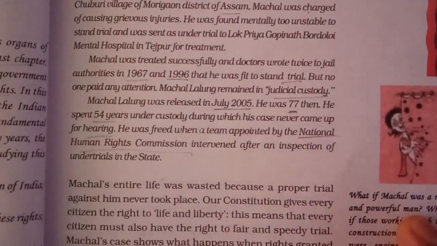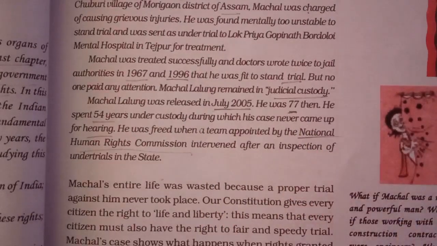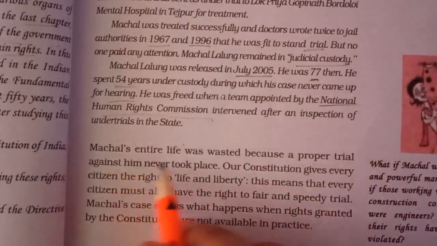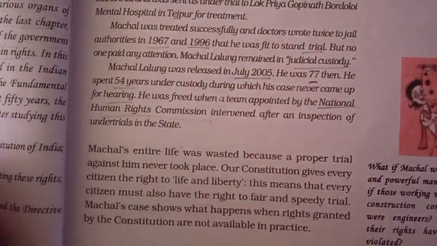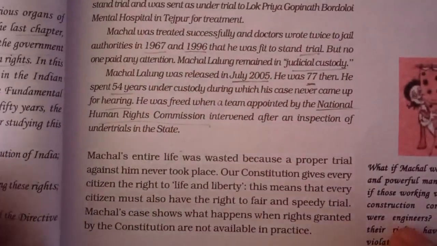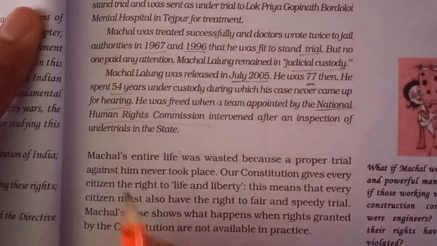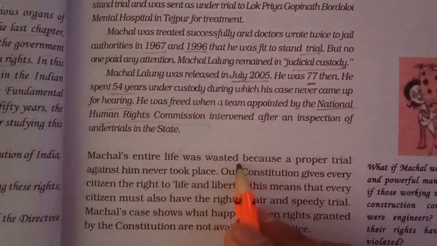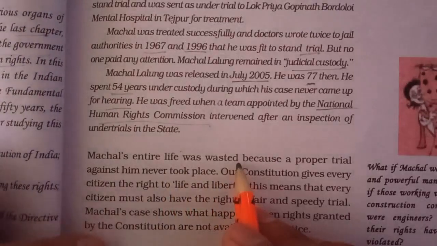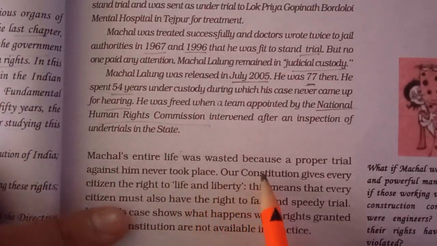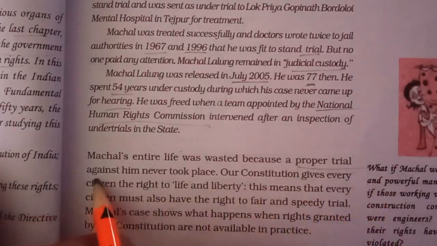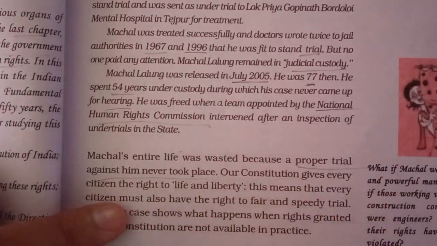So what do we understand by this? His right to life and liberty has been violated here. Because of the negligence of the government, or the improper implementation of the rights, Machal's entire life was wasted. He was 23, and when he left the jail he was 77. His entire life was wasted because a proper trial against him never took place.